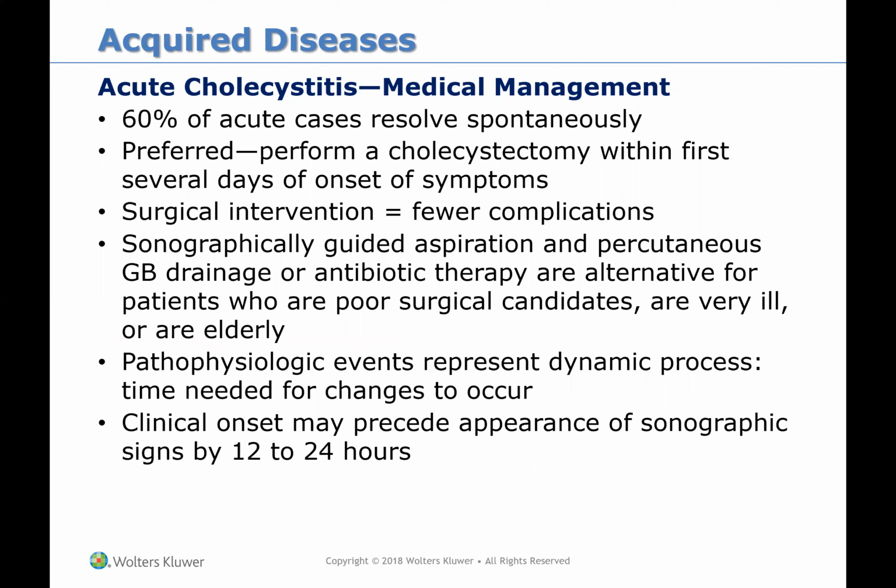60% of acute cases resolve spontaneously. A lot of people will have a gallbladder attack and they won't go to the emergency room, and then it'll resolve on their own. And that's what's happening there. It's preferred to perform a cholecystectomy within the first several days of onset. When they just take the gallbladder out, they have a higher chance of not having complications. Clinical onset may precede appearance of sonographic signs by 12 to 24 hours. So they could start having the pain and we wouldn't be able to see anything quite yet.